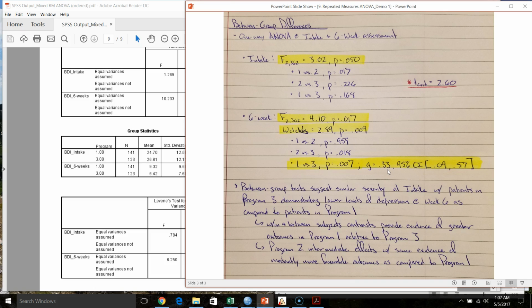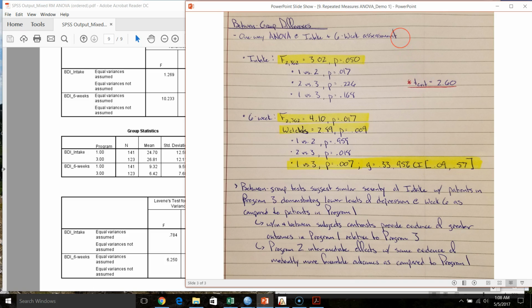By the time we get to 6 weeks into treatment, we're seeing about a third of a standard deviation difference in group 1 versus group 3, corresponding to an effect size with a lower bound of about a tenth of a standard deviation expected in the population, anywhere up to close to over a half a standard deviation.